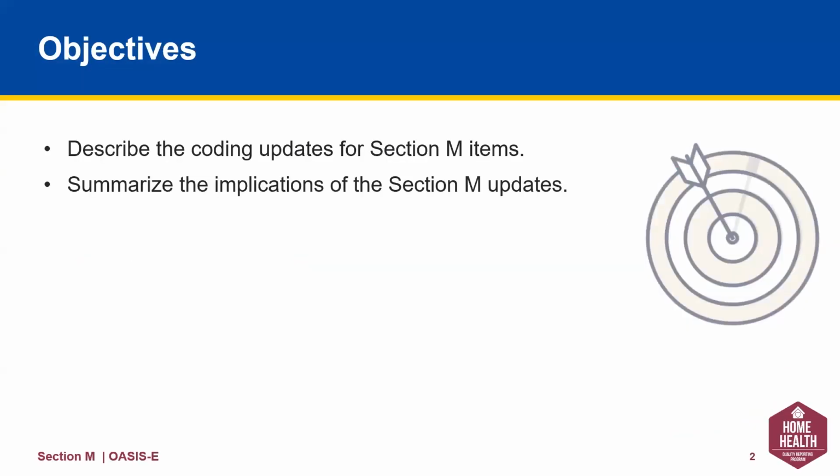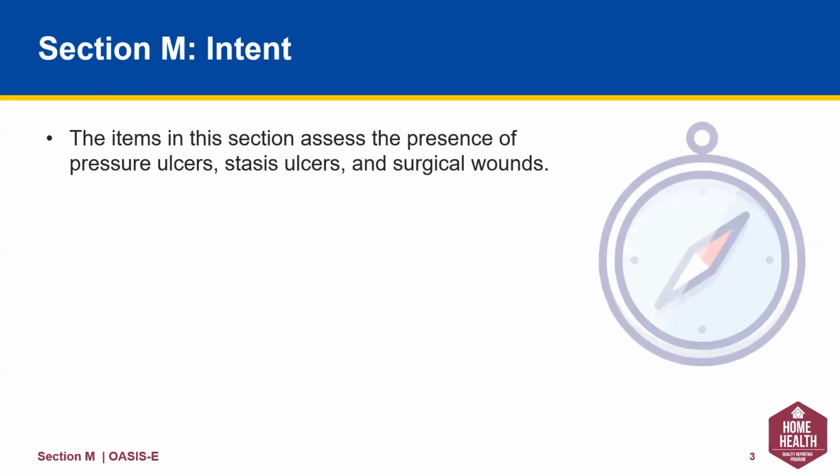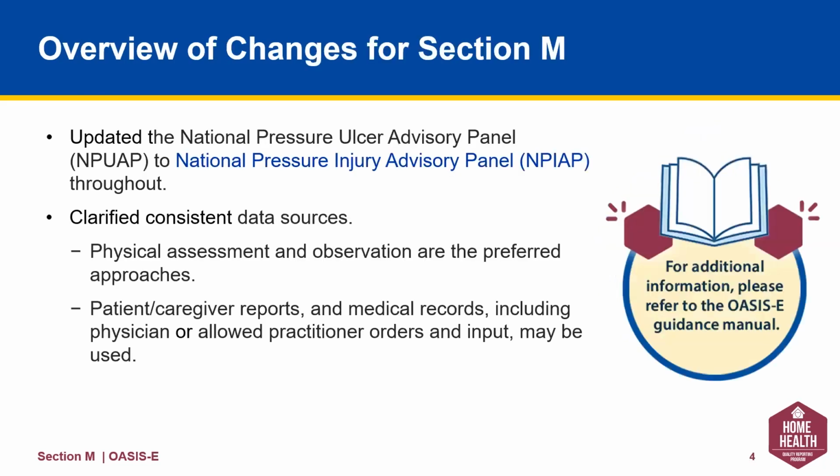Our objectives for this presentation are to describe the coding updates for Section M items and to summarize the implications of the Section M updates. The intent of the items in Section M is to assess the presence of pressure ulcers, stasis ulcers, and surgical wounds. There have been a number of changes in Section M.